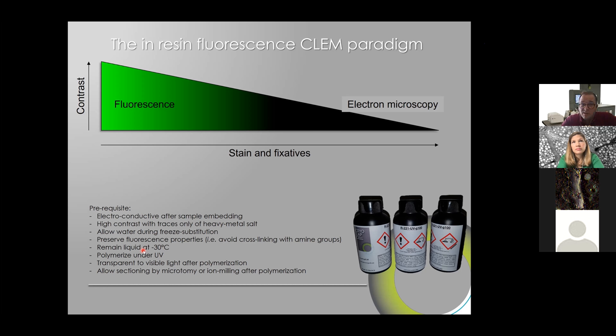Obviously, it should remain transparent to visible light after polymerization, or at least in the range of GFP, RFP. And it should allow sectioning by microtomy or, obviously, ion milling after polymerization. And I'll come back to that microtomy step later on in this presentation.